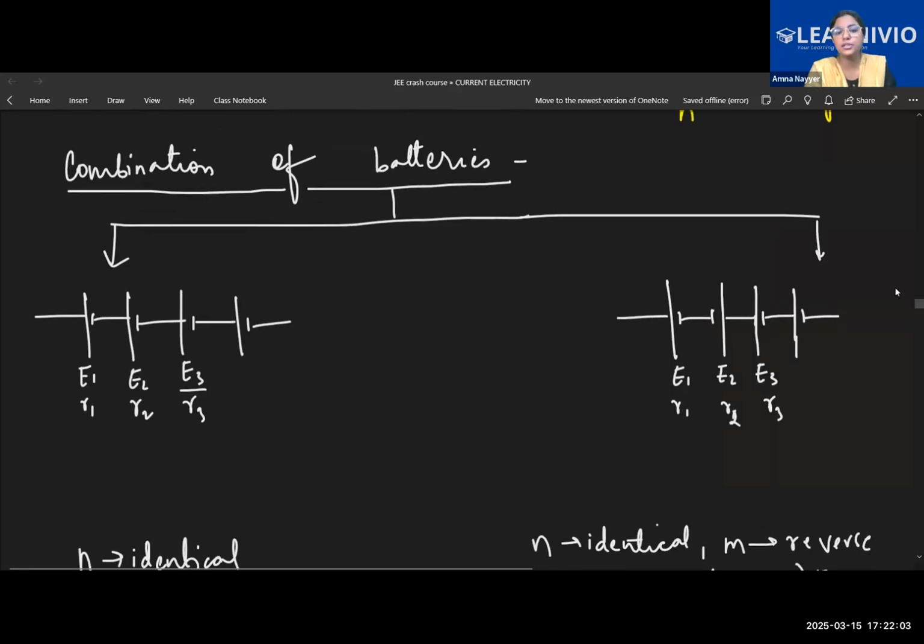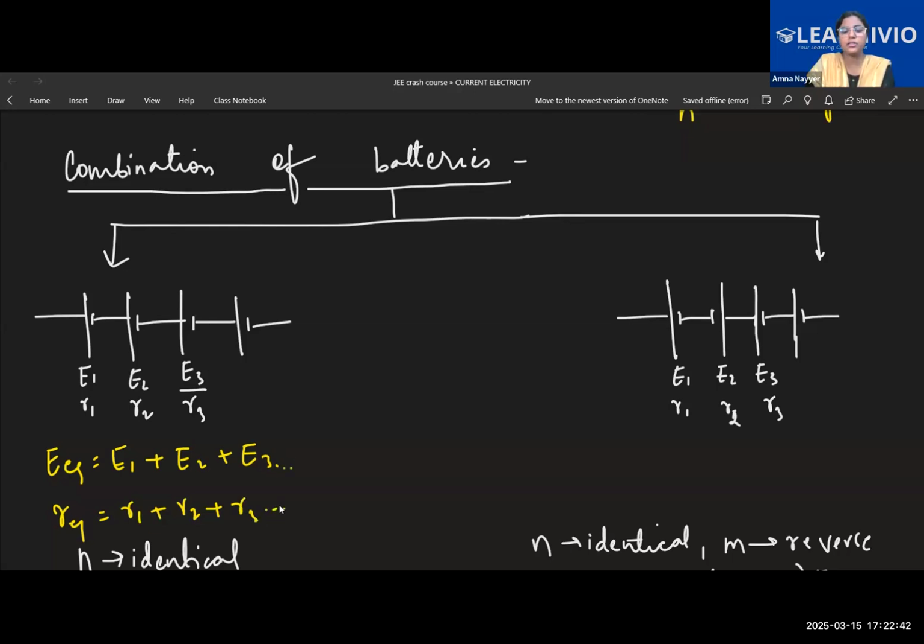Now coming to the combination of batteries. These are various batteries that are put, with their internal resistances, all connected in series. When adding the equivalent EMF, you just add E1 plus E2 plus E3. The equivalent internal resistance will always be added. Resistance can never be subtracted, and resistance is also not negative. So it will be R1 plus R2 plus R3.